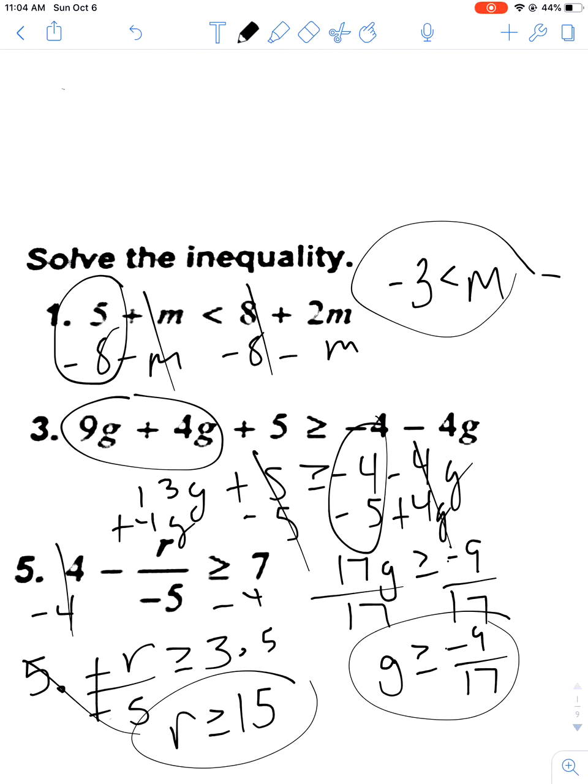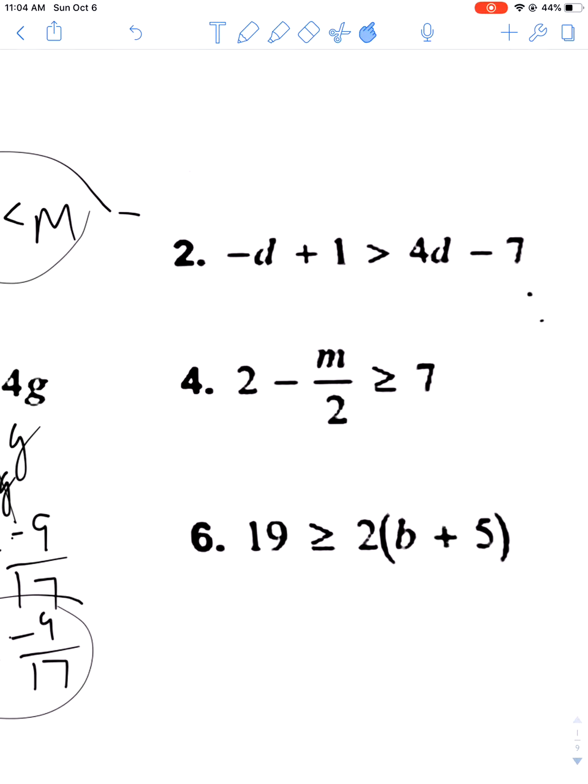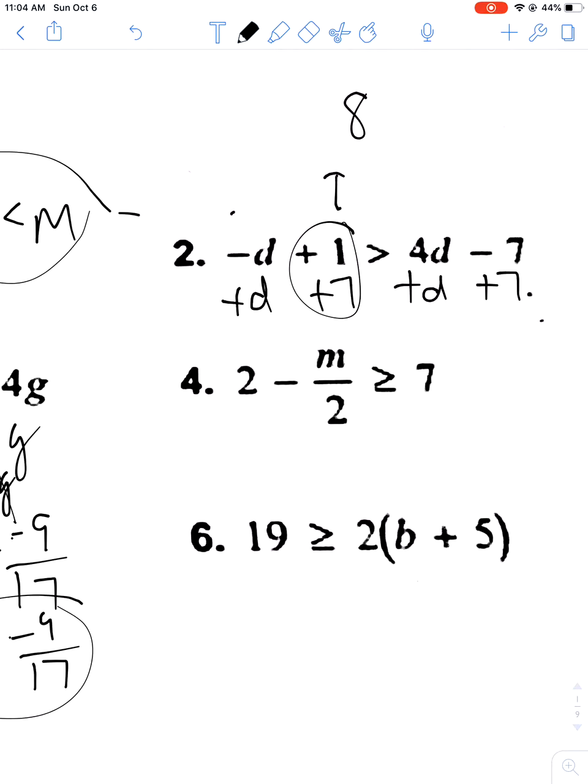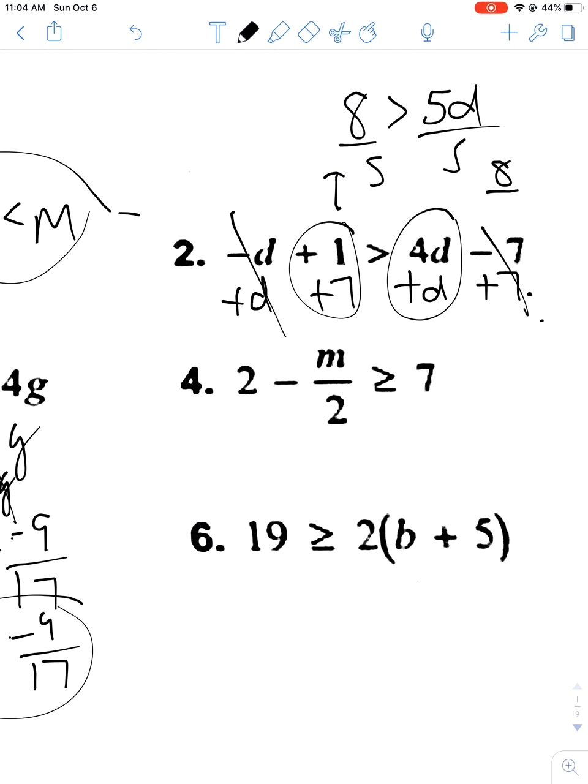Okay. Let's check the other three. Move your variables. Move your constants. So I'm going to move it up here. 1 plus 7 is 8. That canceled. 4 plus 1 is 5. That canceled. Divide by 5, divide by 5. 8/5 is greater than n.